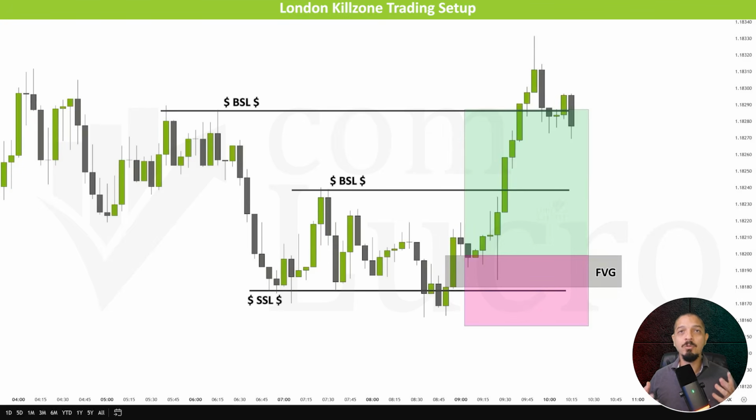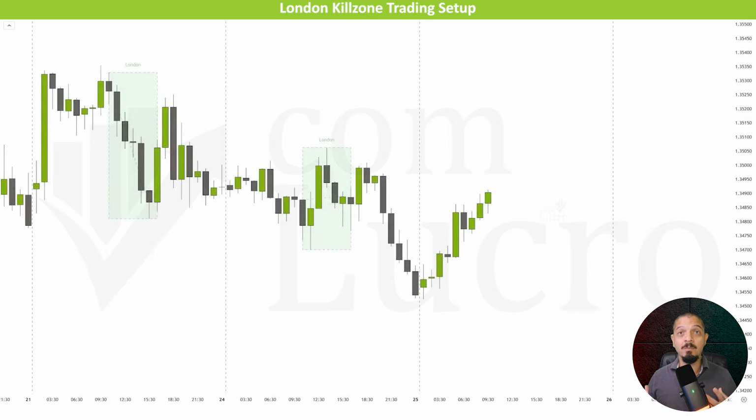We can also strengthen this strategy by adding higher time frame analysis. For example, on the pound-dollar 1-hour chart, we can clearly see a downtrend with continuous breaks of structure to the downside, indicating strong selling pressure.